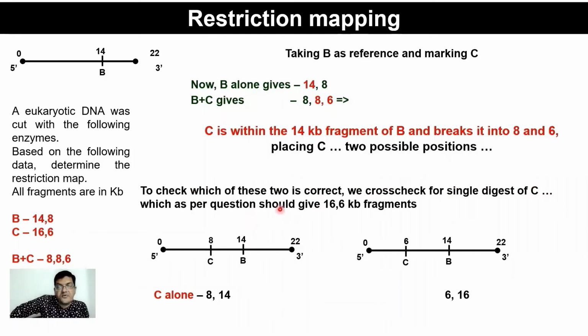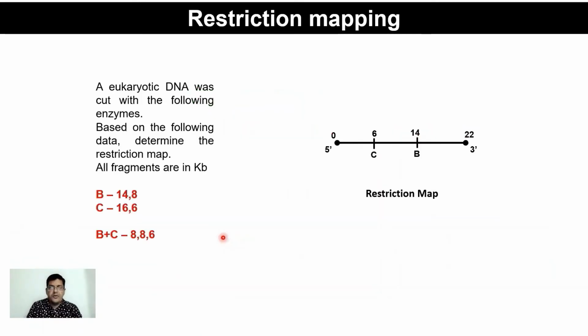So to check for which of these two is correct, we cross-check for single digestion of C, which as per the question should give you 16 and 6 kb fragments, which are observed here but not here. So therefore, this map is correct for B plus C, while this map is incorrect. Right? So here is our final map for two enzymes B, C and the observed banding pattern. So you have B at 14, C at 6. There are only two cut sites to be marked here. So we have marked two restriction sites B and C. And this map now satisfies all the conditions mentioned in your question.